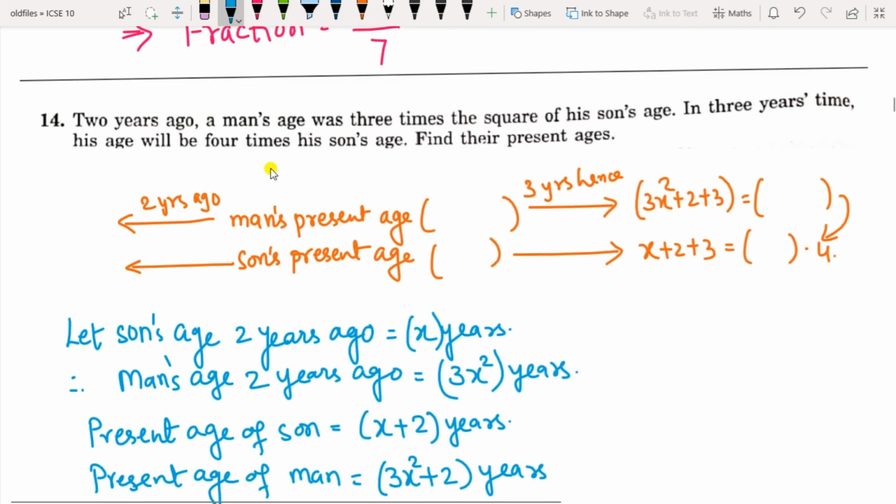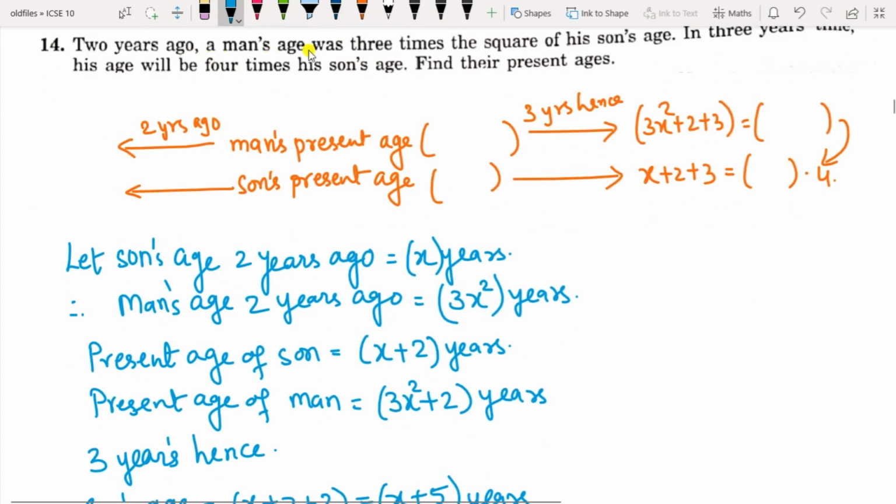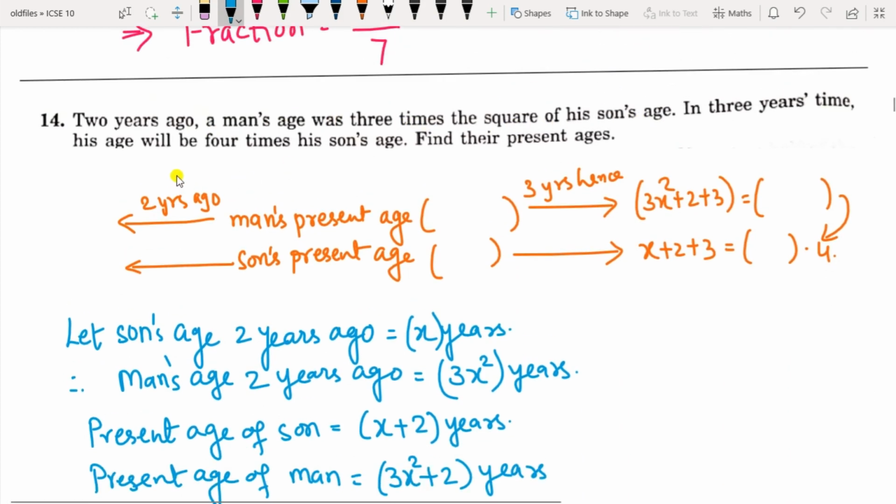Next is, 2 years ago, a man's age was 3 times the square of his son's age. In 3 years' time, his age will be 4 times his son's age. Find their present age. So we don't know their present age, but 2 years ago, the relation between the man and the son's age is given as, a man's age was 3 times the square of his son's age. So let the son's age be x here. So man's age is 3 times the square of his son's age. So son's age square is x square and 3 times means 3 multiplied by, times means multiplication.